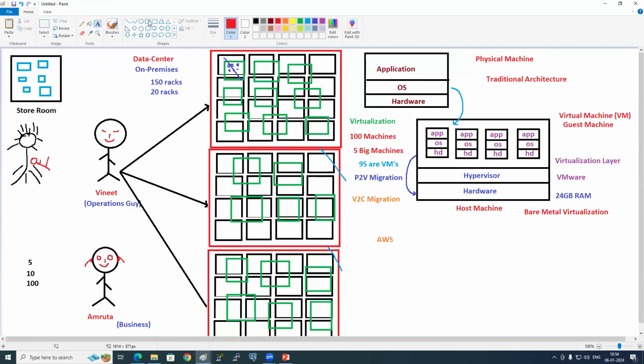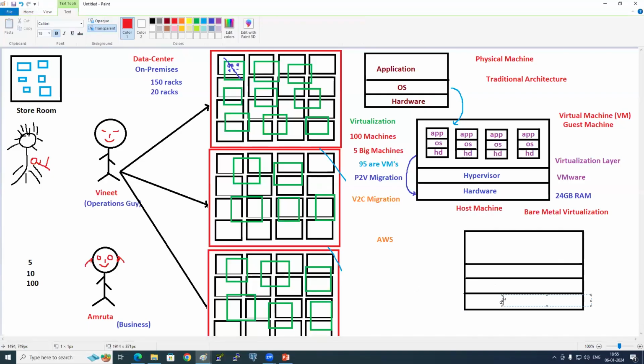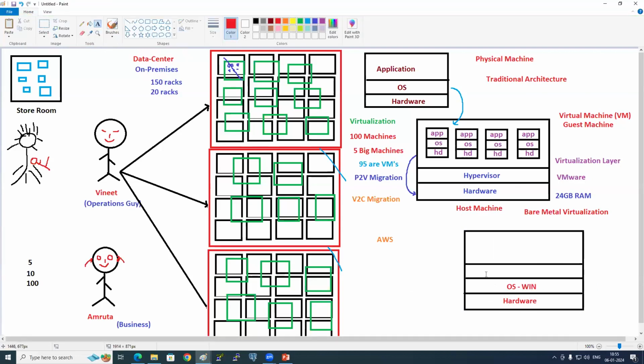So now you can ask, sir, can we install this virtualization layer in our laptop also? Everyone has a laptop, right? Can we install this virtualization layer in your laptops also? The answer is yes. How? Assume this is your laptop. On the laptop, what do you have at the bottom? Hardware. On top of it, OS. And on top of it, you can install software that will form the virtualization layer. So here you have hardware. Here we have the OS, which is the Windows operating system.